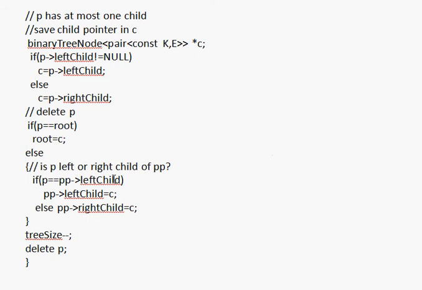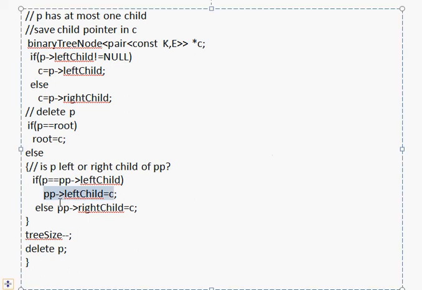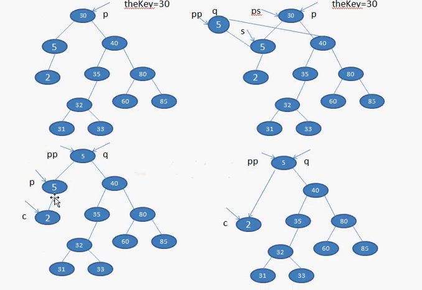So if that condition is met, what you have to do is make pp of left child point where C is pointing, right? So pp of left child right now is pointing here, make it point where C points. This will be the structure. It is shown here.